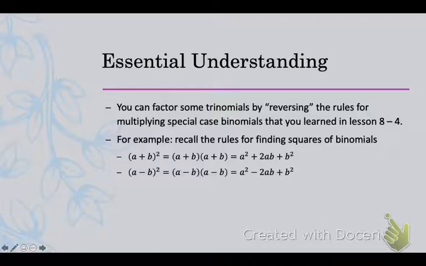So we're going to be factoring some trinomials by reversing the rules for multiplying special case binomials that we learned a while ago. If you remember, when you have (a plus b) squared, you can write it out as (a plus b) times (a plus b). Or you can think of it as squaring a, adding 2 times a times b, and then squaring b. The same goes for (a minus b) squared. The only difference is that the 2ab will be minus instead of positive.